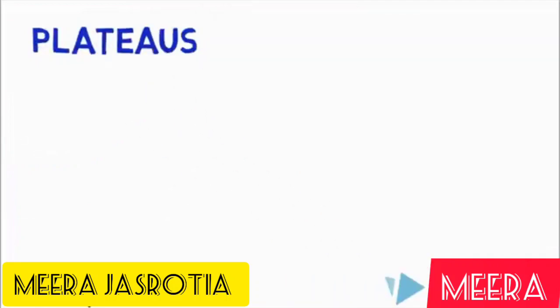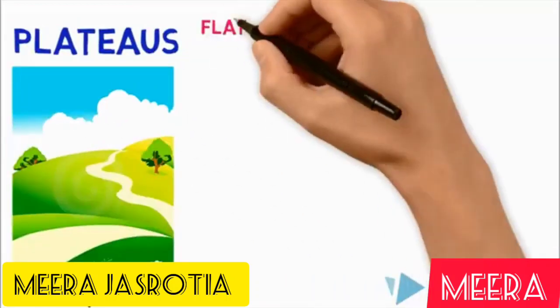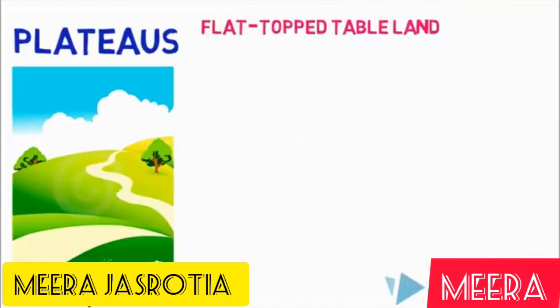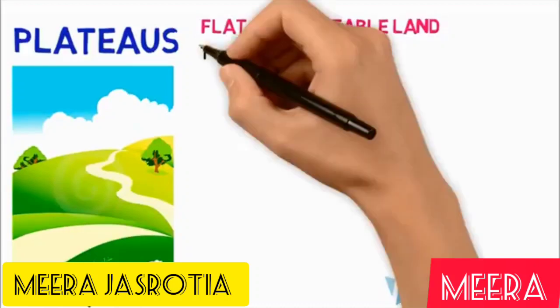A plateau is an elevated flat land. It is a flat-top tableland standing above the surrounding area. A plateau may have 1 or more sides with steep slopes. The height of plateaus often varies from a few hundred meters to several thousand meters. Plateaus, like mountains, may be young or old.